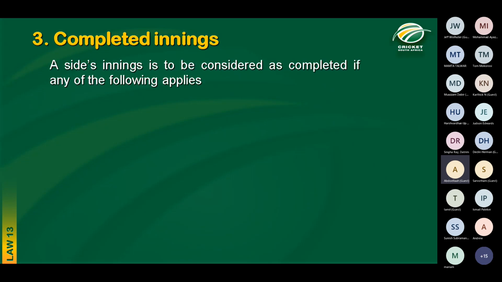So what is a completed innings? A side's innings shall be completed if the side is all out. If the fielding side takes 10 wickets, that means the side is all out. That means the innings of, let's say, side A is completed.